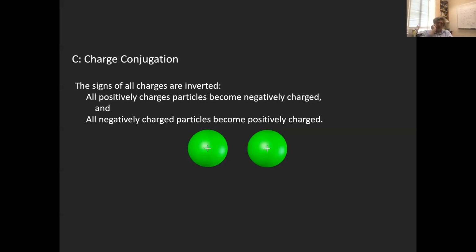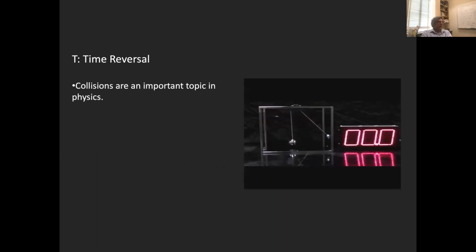Okay, what is this CPT? So C is charge conjugation. Take something which is plus, make it minus. Take something minus and make it plus.